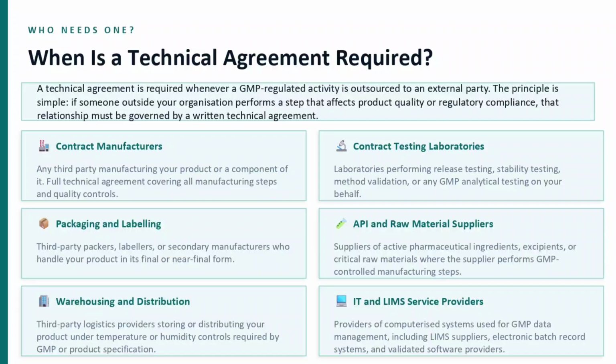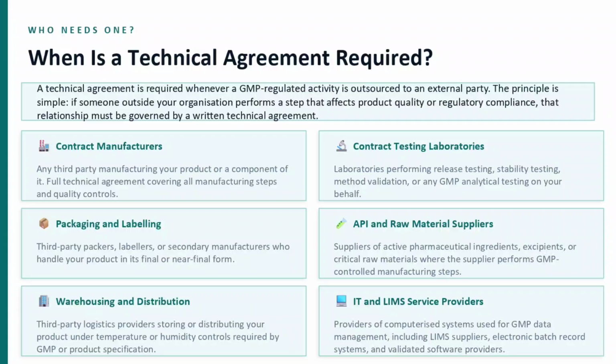Now let us be specific about when a technical agreement is required. The principle is simple. Anytime a GMP-regulated activity is performed by an external party, that relationship must be governed by a written technical agreement. This includes contract manufacturers.